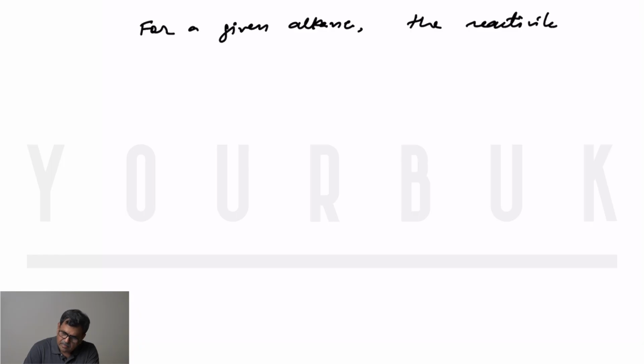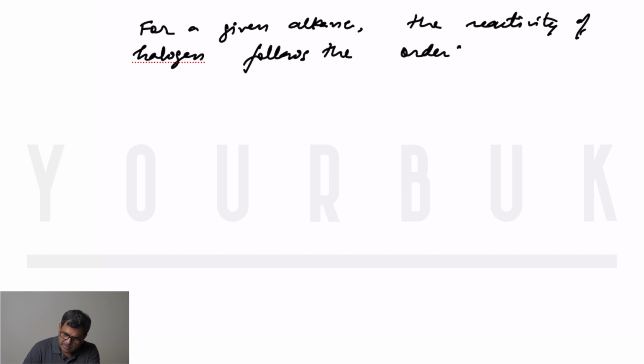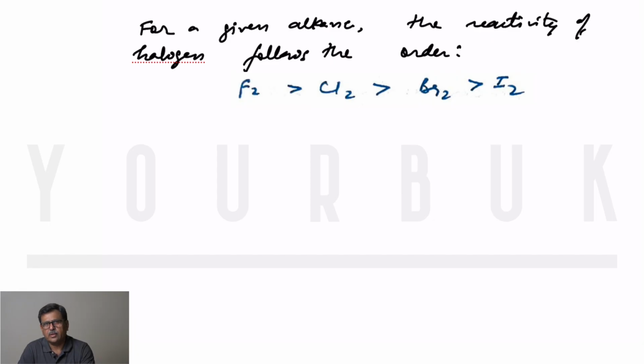And for a given alkane, the reactivity of halogens follows the order that fluorine is the most reactive. So fluorine reactions with alkanes are explosive in nature. Then comes chlorine, then comes bromine, and the iodine reaction with alkanes is generally reversible.